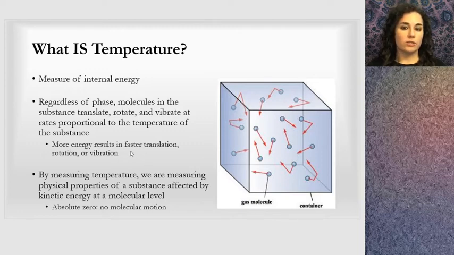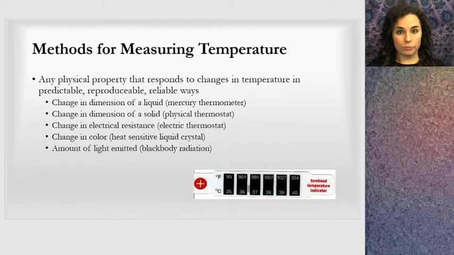So the more energy results in faster translation, vibration, or rotation. And you can think about that with these gas molecules here. If they're moving around faster, they're going to have a larger kinetic energy. By measuring temperature, we were measuring physical properties of the substance affected by this kinetic energy at a molecular level. And so an implication of this that you will keep as you move forward is if we are at absolute zero temperature, that means there's absolutely no motion.